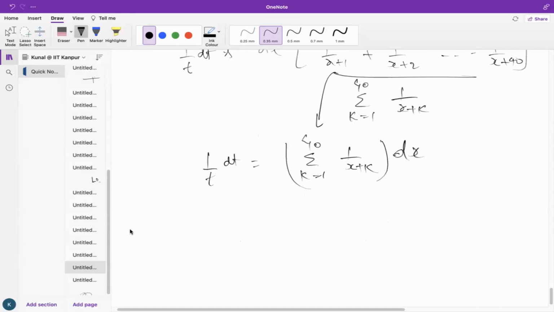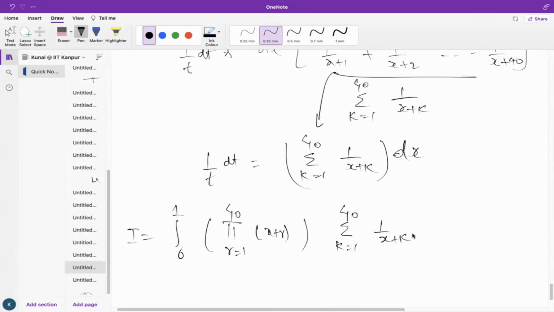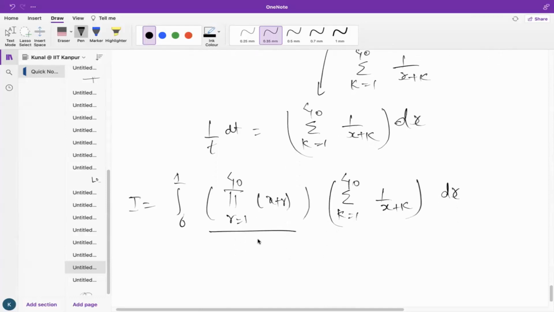Now again, we write our integrand like 0 to 1, product of r is equal to 1 to 40, x plus r, and then summation of k is equal to 1 to 40, 1 by x plus k, and then dx here. What I do is just substitute this term as t, and this whole term becomes 1 by t dt. Look at this, how simple it is.